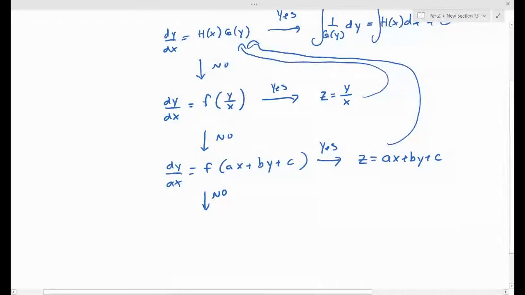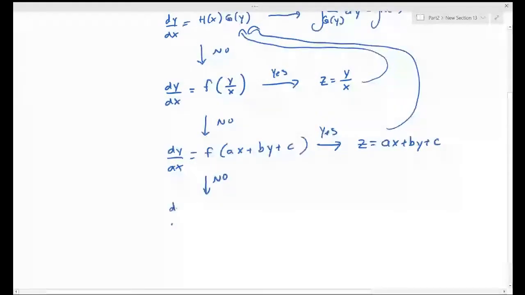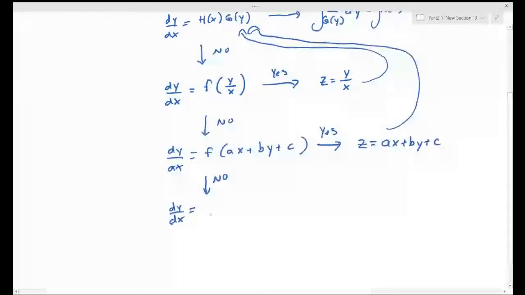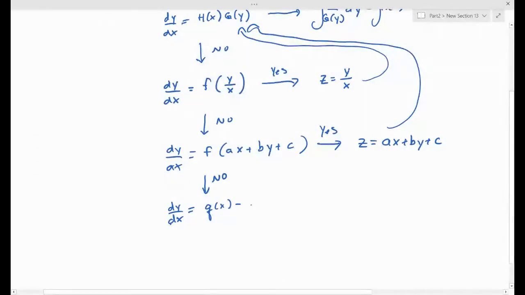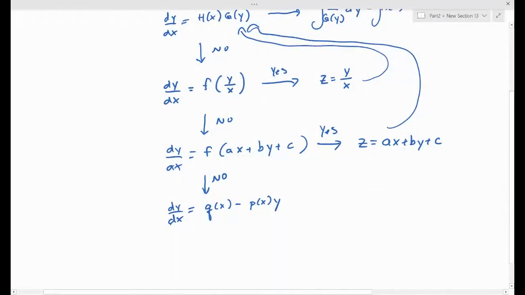But not everything fits into these three basic categories. So maybe next we'd want to look at first order linear. So this is when the right-hand side can be written as some function of x minus some function of x times y. So this is first order linear.